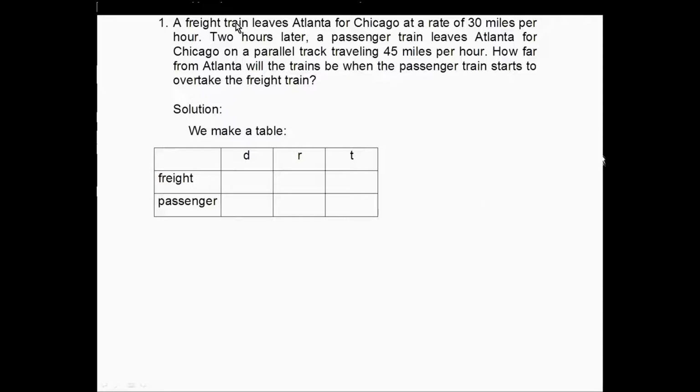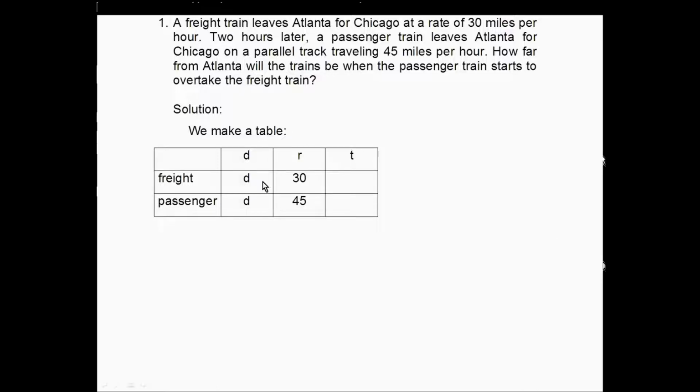Let's start filling some stuff in. A freight train leaves Atlanta for Chicago at a rate of 30 miles per hour. So I've got the rate for the freight train, 30 miles per hour. 2 hours later, a passenger train leaves Atlanta for Chicago on a parallel track traveling 45 miles per hour. So the passenger train is traveling at 45 miles per hour. Now, somewhere in that sentence was something about time, 2 hours later. Notice that means the freight train has been on the track 2 hours longer than the passenger train.